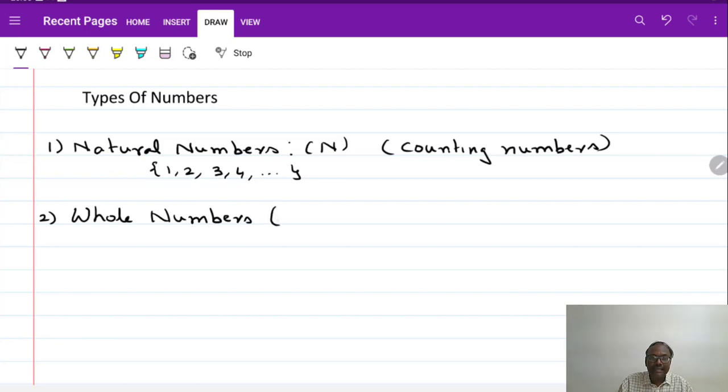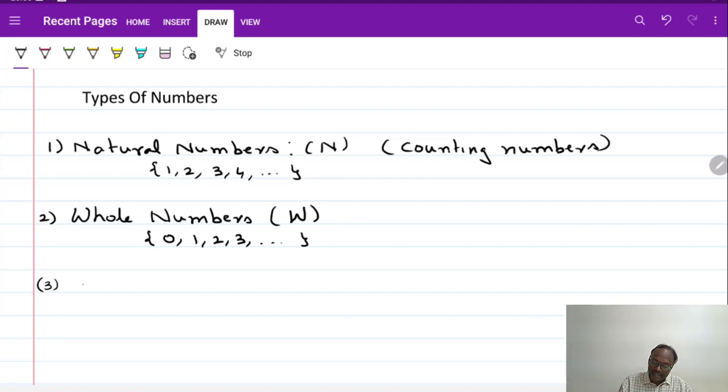Whole numbers are represented by W, and they start from 0: 0, 1, 2, 3, and so on. Which means that they are again infinite in number. So once again, the whole number set is also an infinite set. Whole numbers start from 0.